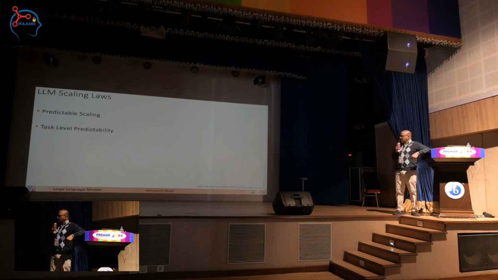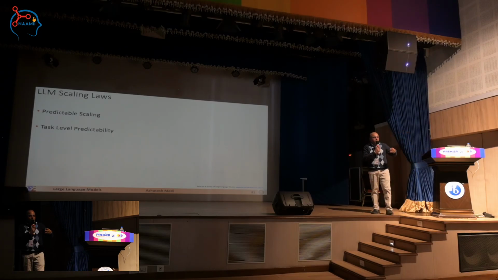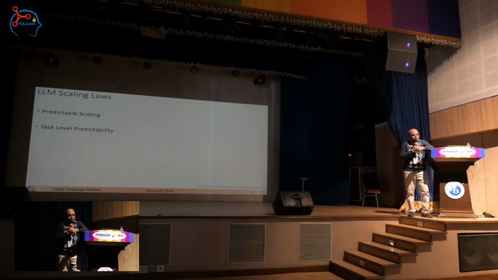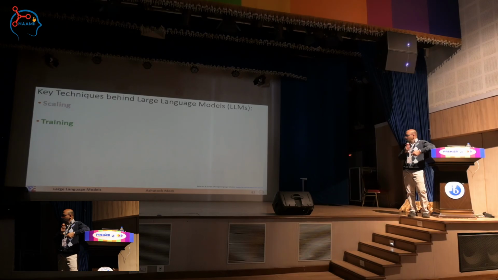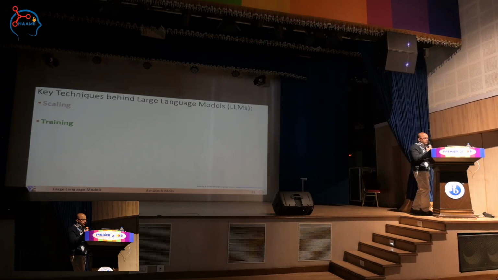As I said, the scaling laws help you do some predictable scaling, the relationship between data and model size, and the same thing translates to task-level predictability too, because the loss gives you an idea about the task performance as well. The task performance is tied to the cross entropy loss: the lower the loss, the better your performance is going to be. So this is the first technique behind the success.